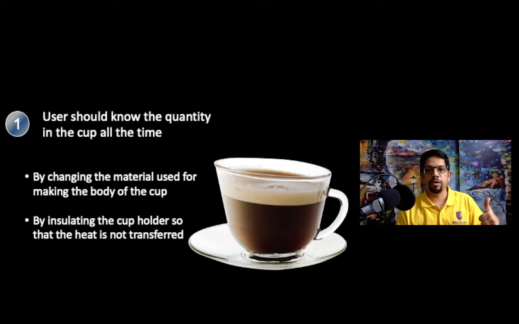For example, users should know the quantity. Simple. Can I make the entire outer wall transparent? There are many transparent glasses or transparent cups available so that I can clearly see. Not only that, the material that I use, I go back to chemistry, can be toughened and can be a bad conductor of heat, so that the heat from the outside, you can't feel too much of it. So that's something which we can do.